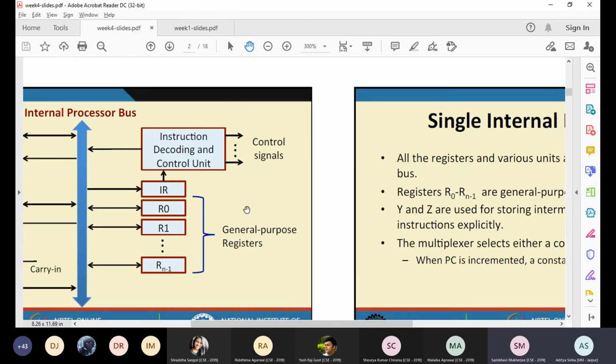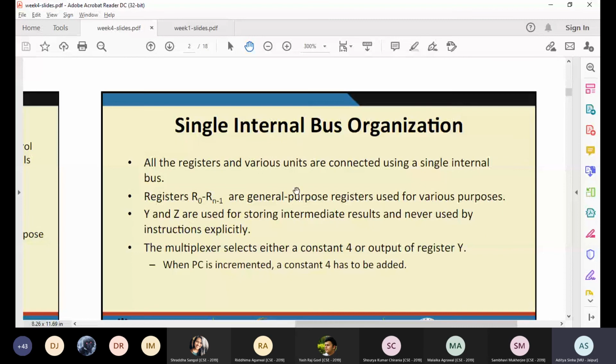Okay. ठीक है. So single internal bus organization, all the registers and various units are connected using a single internal bus. Registers R0 to Rn-1 are general purpose registers used for various purposes. This varies according to the various processors and architecture types. So we have various numbers of general purpose registers according to different processors as well. Y and Z are used for storing intermediate results and never used by the instructions explicitly.